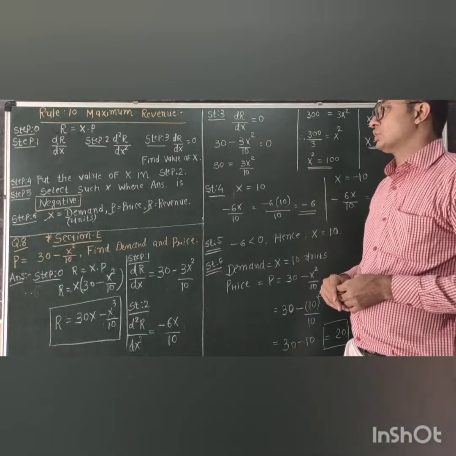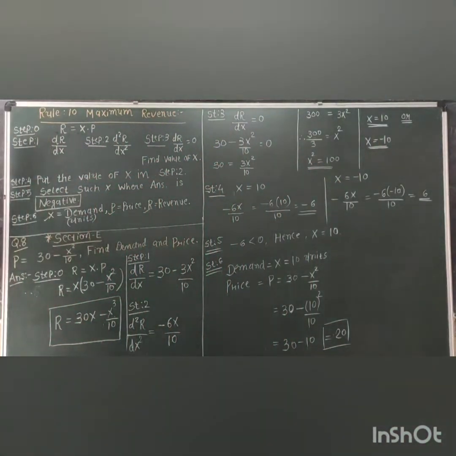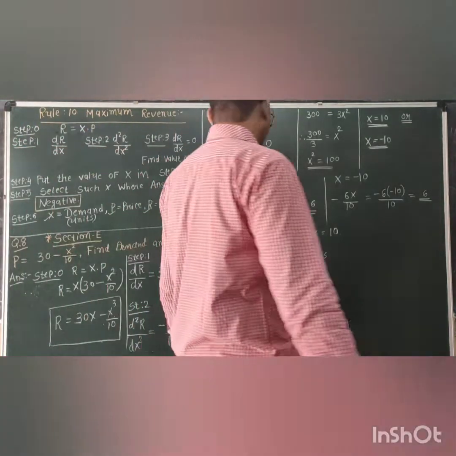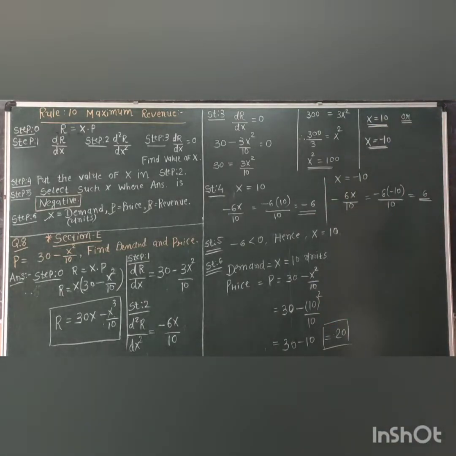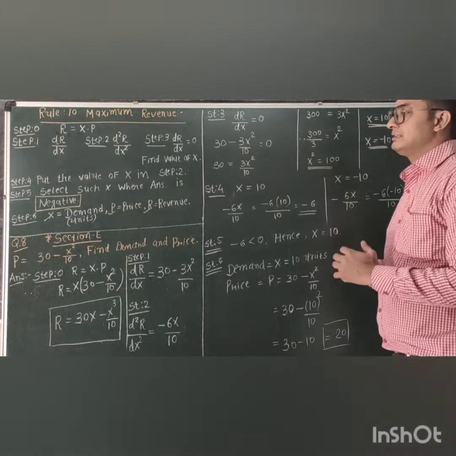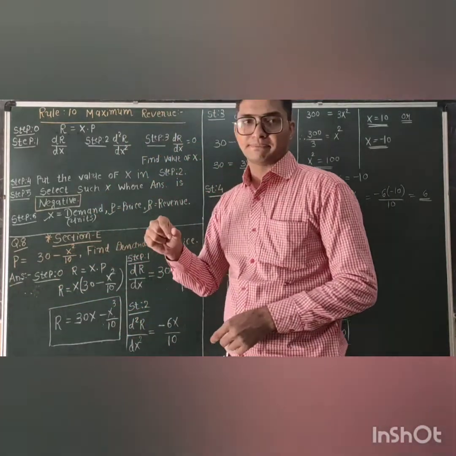Okay. So here there is a question in section E from your textbook. I am going to start question number 8. P is equal to 30 minus x square divided by 10. And find the demand and price. Here the main function equation is in the form of P.